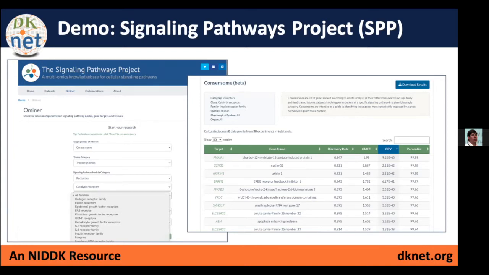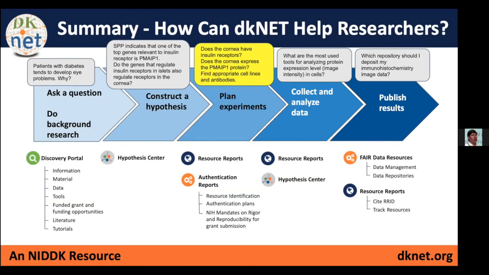Again, Dr. Neil McKenna from Baylor College of Medicine will get into this in much more detail in his upcoming boot camp. Once you've worked through the Hypothesis Center and potentially have additional genes of interest, you can start planning the experiments, looking at what resources are available, and also making sure that you're abiding by NIH mandates for rigor and reproducibility.